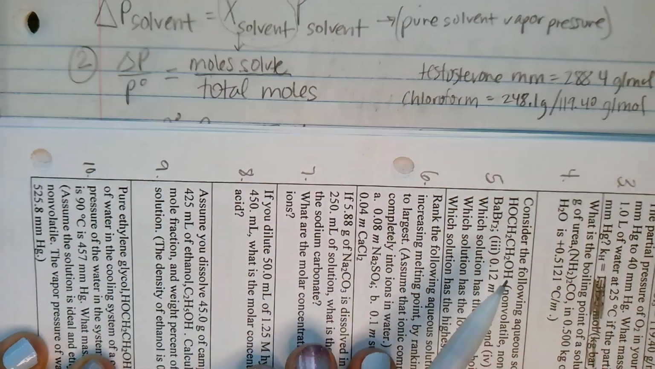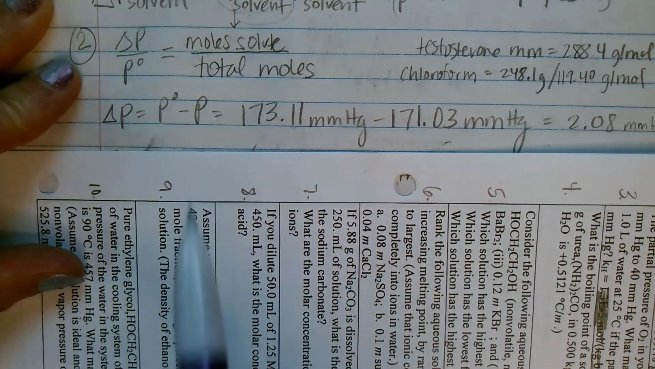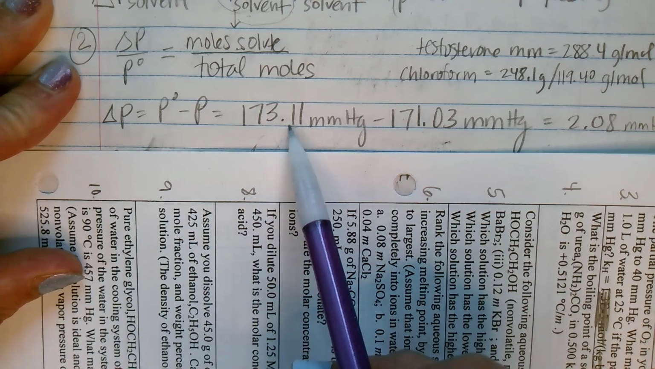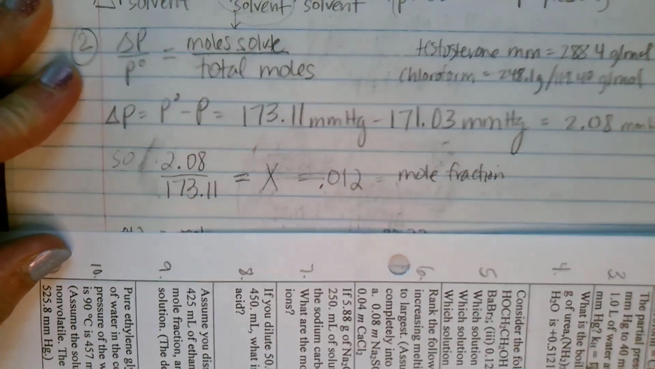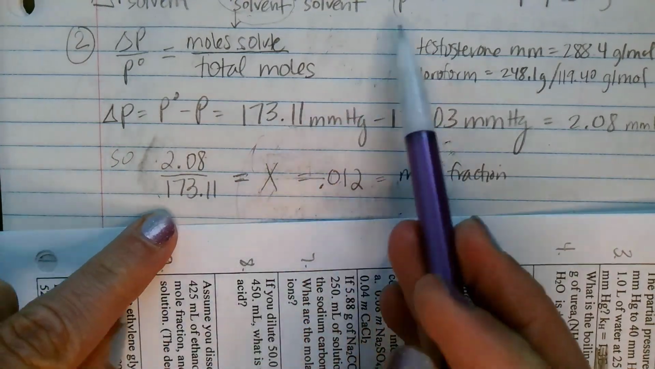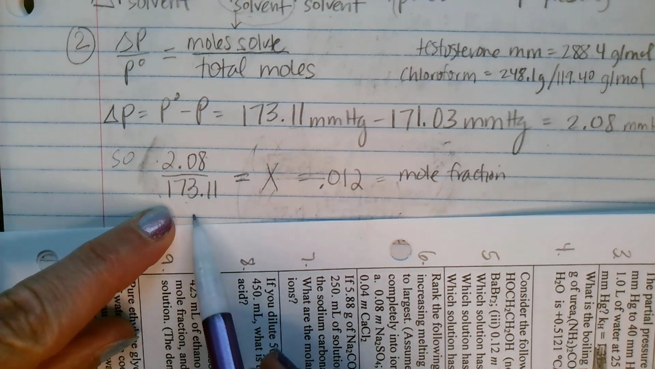We're just going to put that on hold for a minute here. So let's find that delta P. I'm going to take that 173.11 minus 171.03. So I got 2.08 over my pure solvent. We were told it was 173.11.